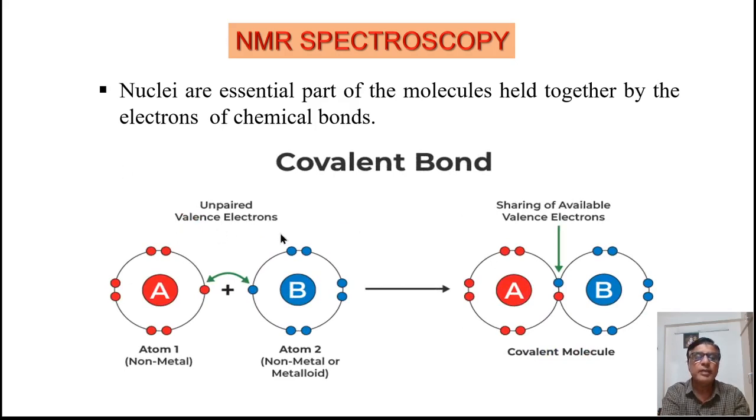These are unpaired valence electrons from two different atoms, atom 1 and atom 2. This is a covalent molecule. So both the electrons get together in the same molecule by these two different nuclei. So how can both the nuclei and both the electrons be affected in nuclear magnetic resonance?